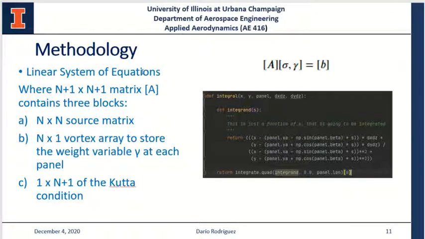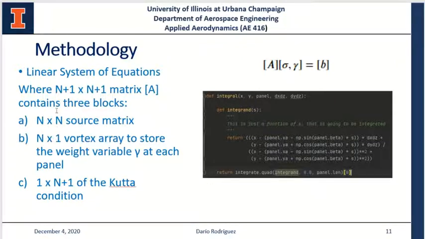So once we solve the expressions that I talked about previously, we end up with a linear system of equations with n plus 1 rows and n plus 1 columns, and this forms the matrix A, which forms this linear system of equations where the unknowns are the source strengths and the vortex strength. And also to complete this linear system, we have this parameter B, which is a function only of the free stream velocity and the angle of attack.